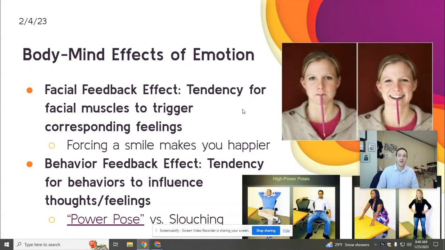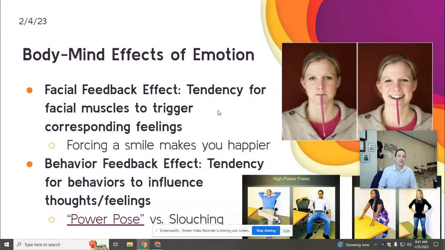The hypothesis came out of a research study shown in this top picture up here of this woman holding a pencil in her mouth. What they did in this research study is they wanted to see, does holding a smile pose with your mouth make you happier? And the result of it was yes. So the facial feedback effect argues that it's the tendency for whatever our facial muscles are doing to trigger the corresponding feelings that come with it.